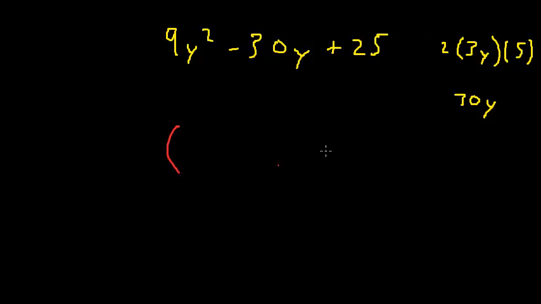My factorization then, I have a binomial squared. My first term is the square root of my first term in the trinomial, 3y. And my second term is the square root of the last term in the trinomial, 5. My sign is the sign of my middle term, minus. So I have 3y minus 5 squared as the factorization of my trinomial.